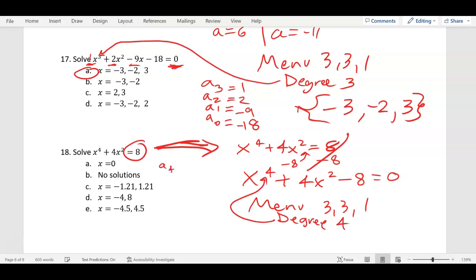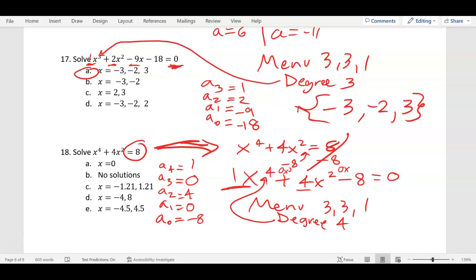So now I got to figure out A4, A3, A2, A1, A0. Now this one's kind of tricky. A4, what's in front of the fourth power? Nothing, is a 1. A3 is missing. Okay, so that's a 0. There is no third power. A2, second power, is a 4 coefficient. A1, there is no x term. Okay, so it's a 0. A0 is negative 8. So it's like a 0x cubed here and a 0x here. Basically, they're missing.